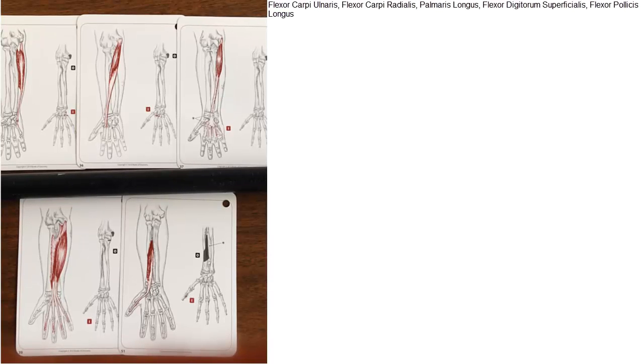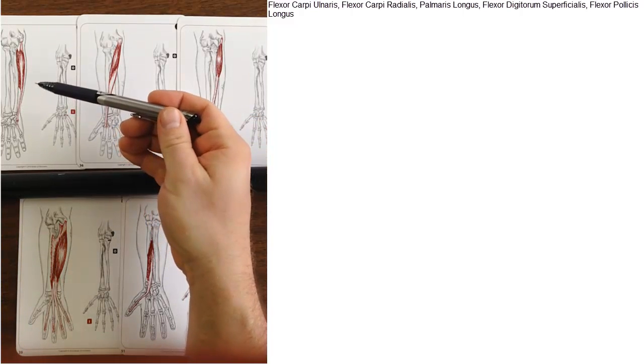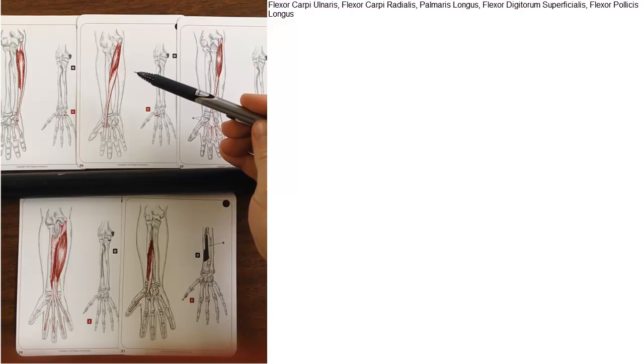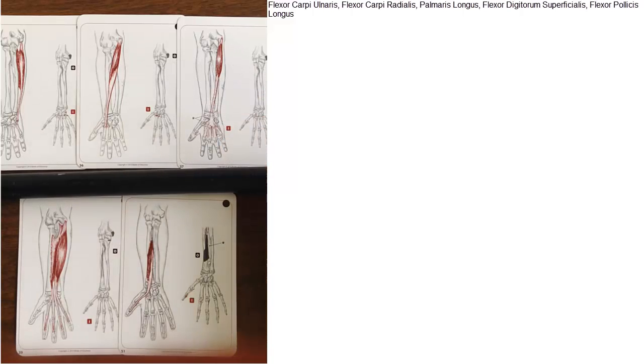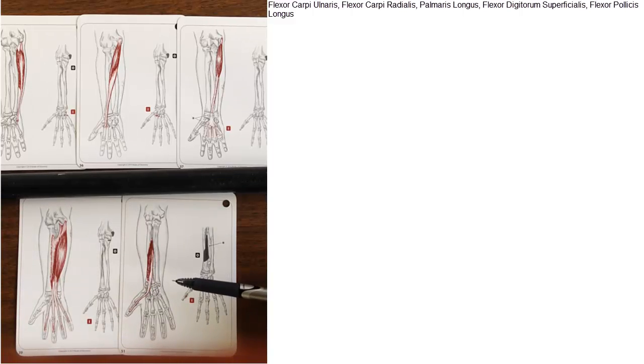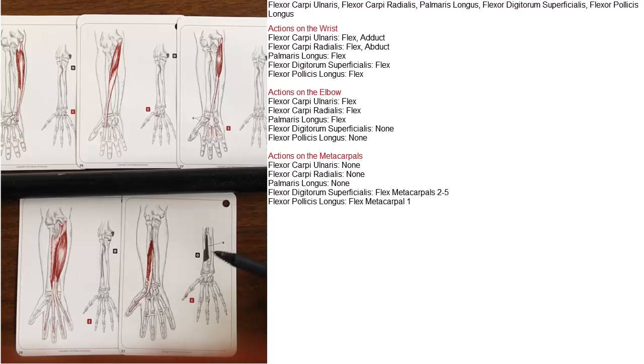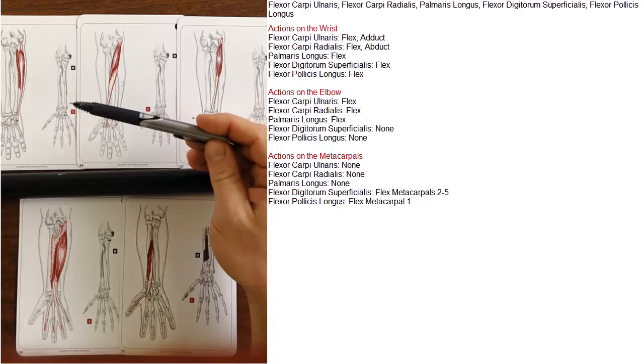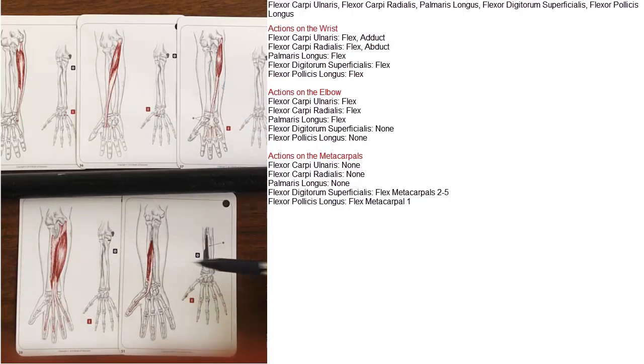Right now for the second of our group of muscles that are located on the anterior surface of the arm, we have the flexor carpi ulnaris, the flexor carpi radialis, the palmaris longus, the flexor digitorum superficialis, and the flexor pollicis longus. Now all five do have actions upon the wrist. All five flex the wrist.